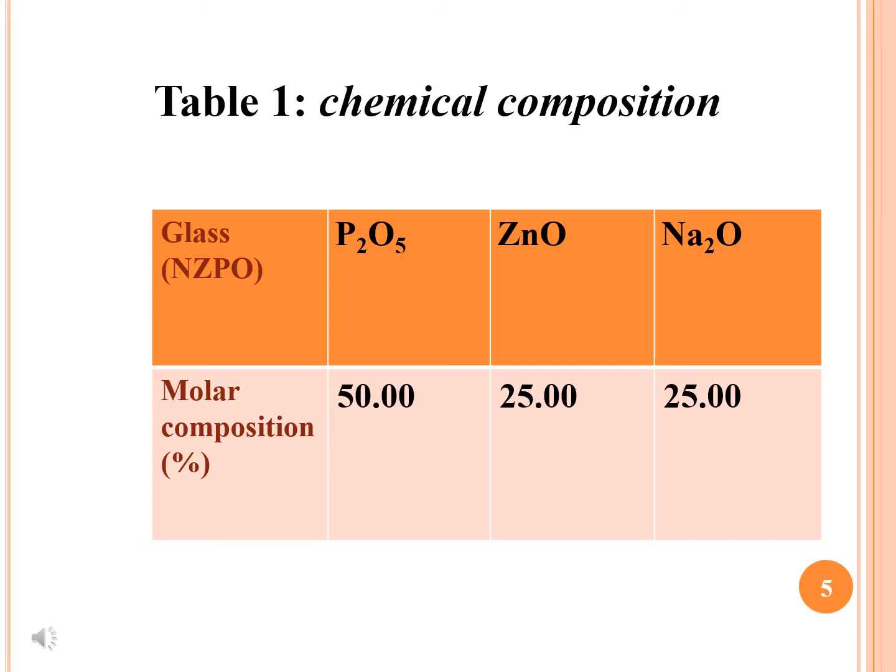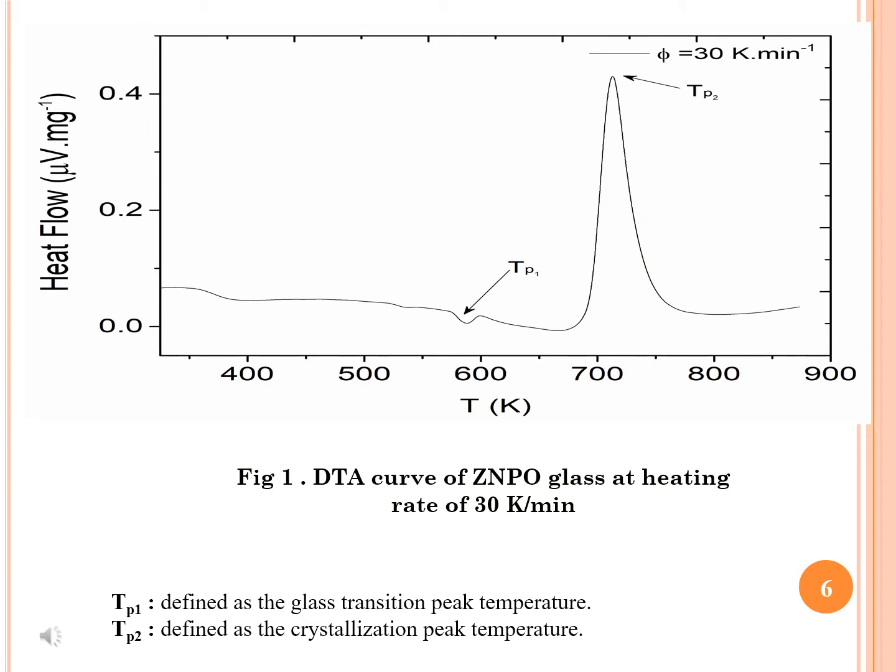In this table, the chemical composition. This figure shows a DTA curve of the glass. We notice in this curve the appearance of an endothermic step as the first peak. Heat flows into the sample, and this is defined as the glass transition temperature. On the other hand, crystallization takes place accompanied by the evolution of heat of crystallization, giving rise to an exothermic peak.